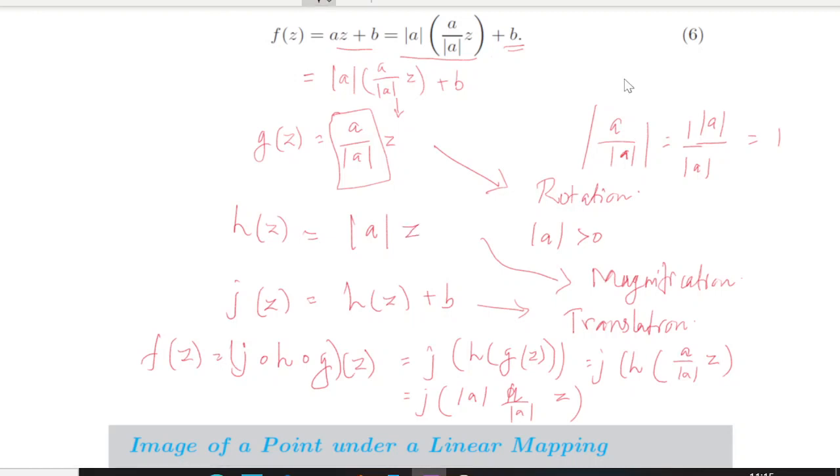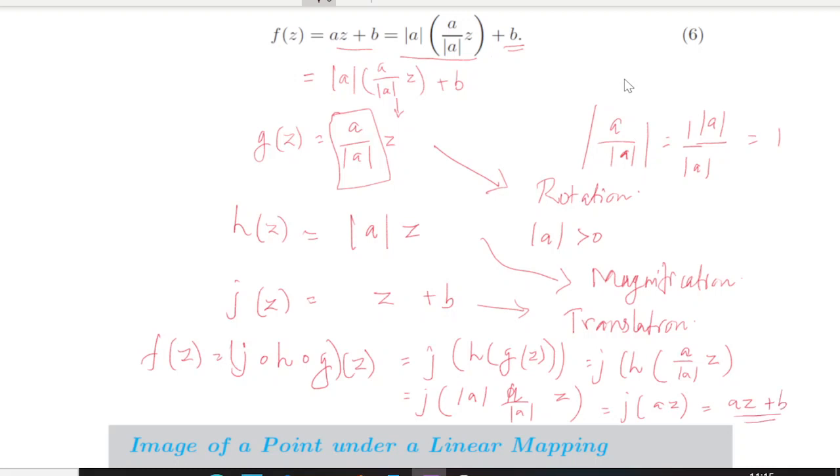Now this will become, I have made a mistake here. It is not H of Z, it is Z plus B. This is mod A into Z, and G of Z is something like this. Okay, so it will become mod A into A by mod A into Z. So this is equal to J of, I will get it as AZ. Now what is J of AZ? J of Z is Z plus B. So this will become AZ plus B.